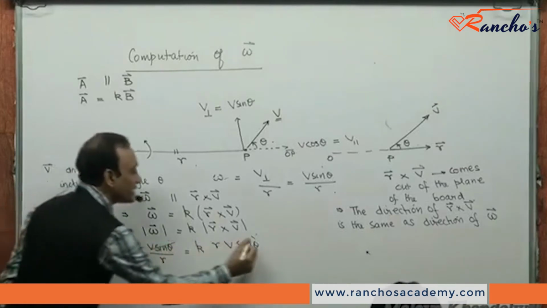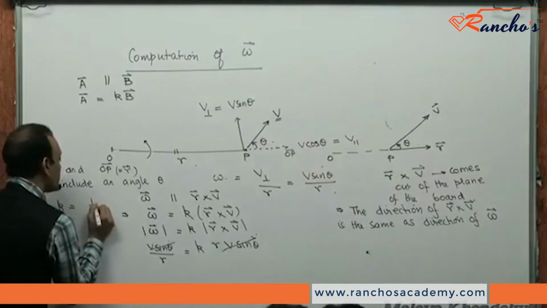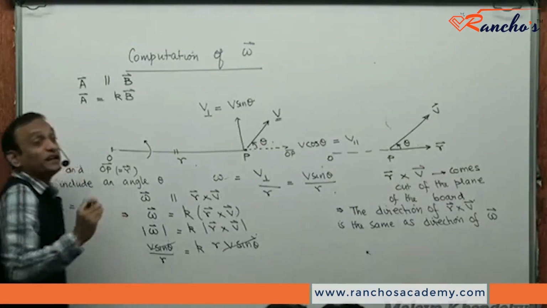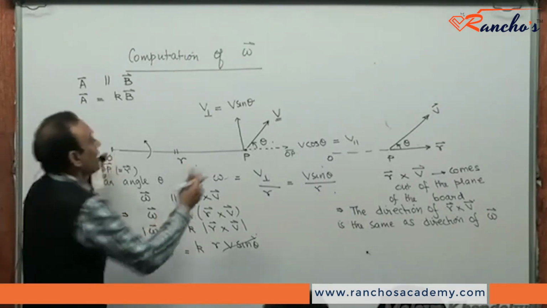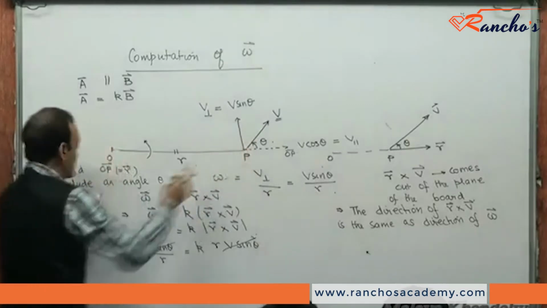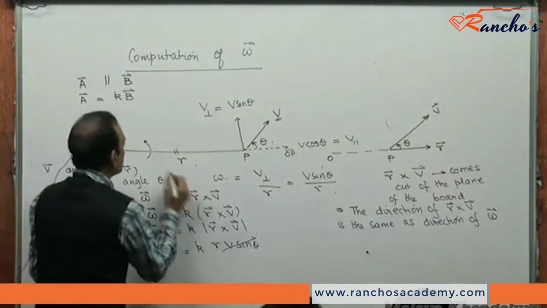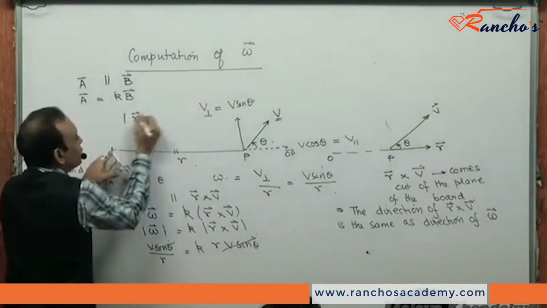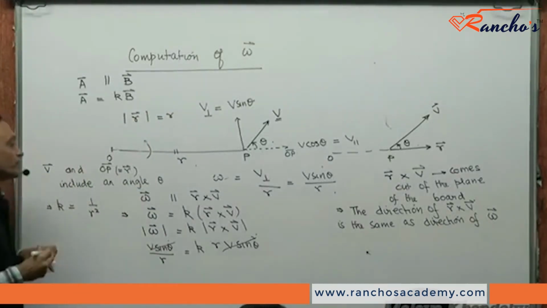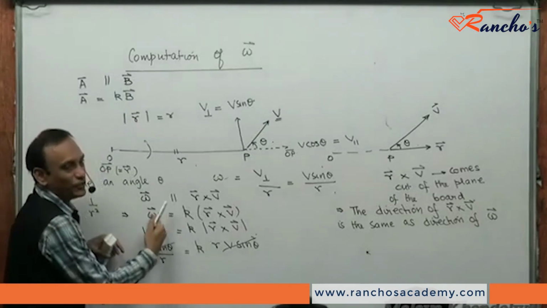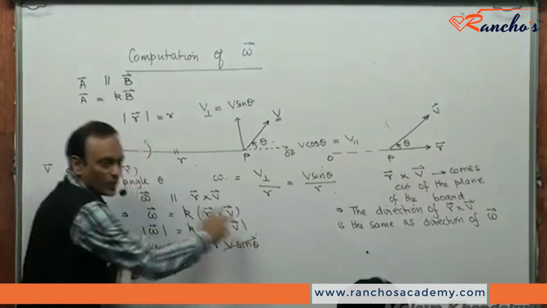See, v sine theta will get cancelled. So K turns out to be 1 by r squared. R is the magnitude of the position of the particle P as seen by O, the separation between the particle and the observer. So 1 by r squared is a scalar. This was a vector, but magnitude of r is r. Very good. So now I know the omega vector: K, which is 1 by r squared, into r cross v.